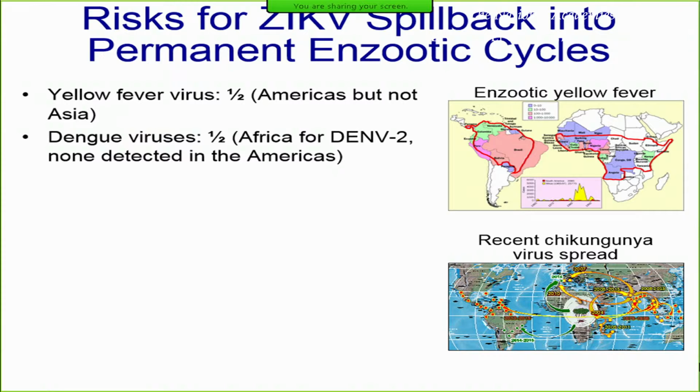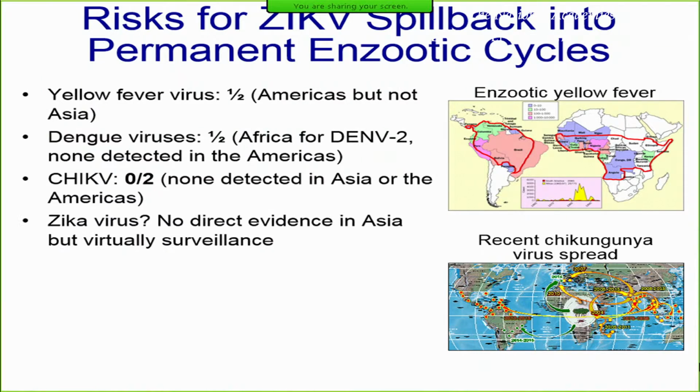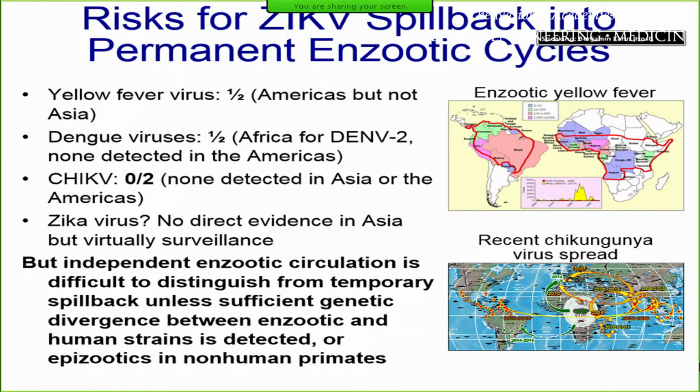Dengue viruses, we know that dengue 2 has spilled back into an enzootic cycle in West Africa, but so far not in the Americas, so 1 out of 2. Chikungunya, as far as we know, has not established an enzootic cycle anywhere outside of Africa. And then for Zika virus, there's no direct evidence of enzootic transmission outside of Africa, but of course there's been virtually no surveillance done for Zika or even for many of the other viruses in most parts of Asia or even parts of the Americas, so the information is very limited.